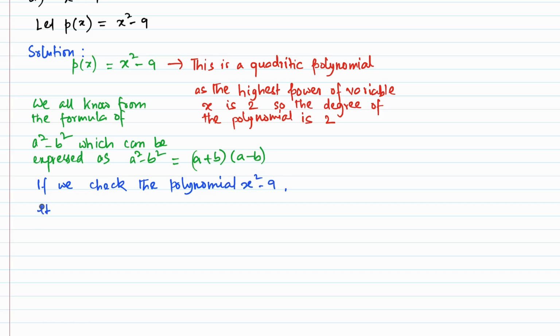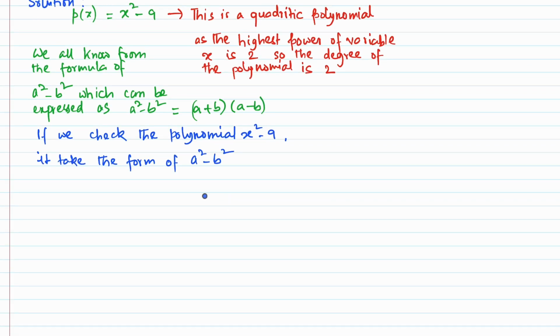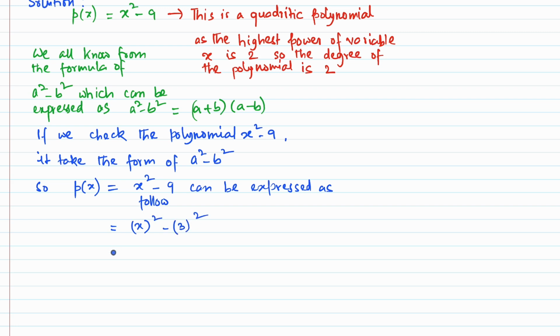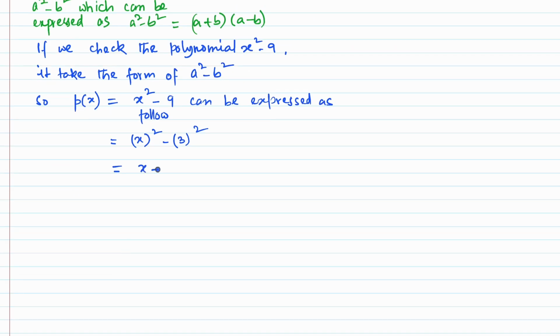So this can also be expanded. It takes the similar form of x square minus b square. So the polynomial p(x) equal to x square minus 9 can be expressed as x square minus b square, which is x square minus 3 square. So (x plus 3) into (x minus 3), we can expand that.